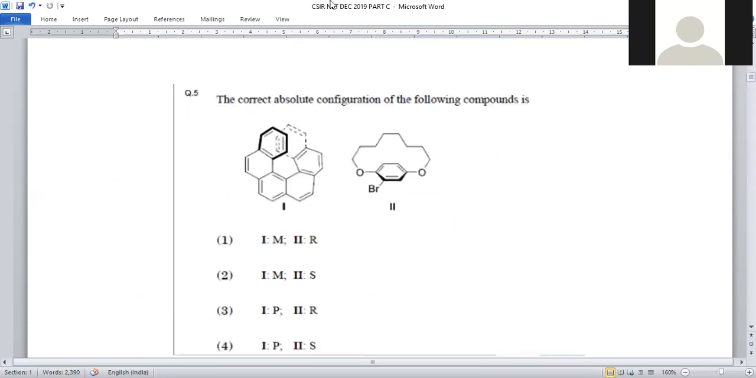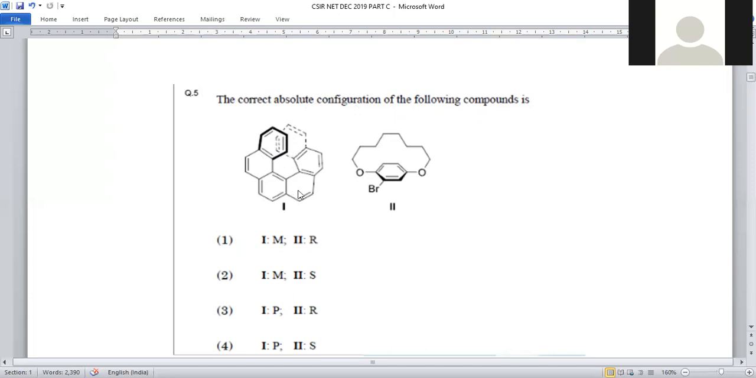Let us move on to the next question. Question number 5. Give the correct absolute configuration of the following compounds. Here, 2 compounds are given. One is a polynuclear aromatic compound. The second is a cyclic ether compound. When these 2 compounds are taken, we have to predict their absolute configuration. When the polynuclear aromatic compound system is taken, there are 2 possibilities. If clockwise rotation is there, P configuration will be given.